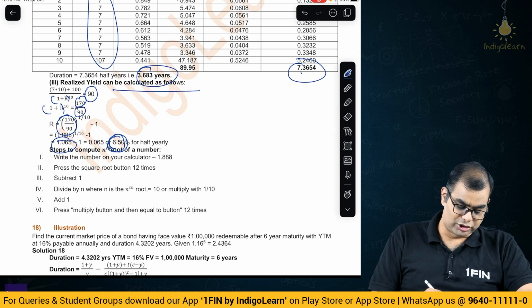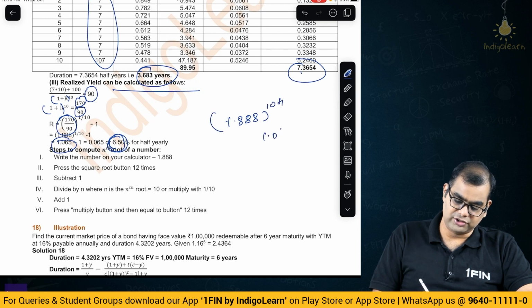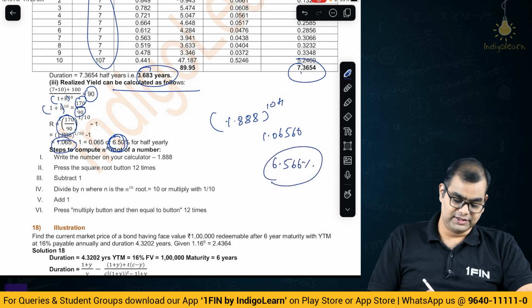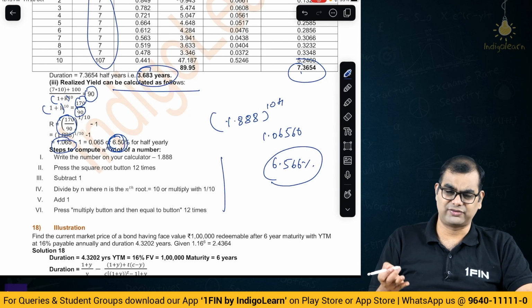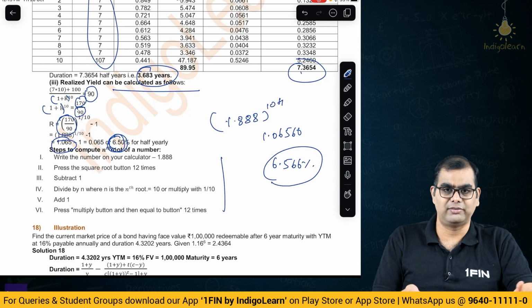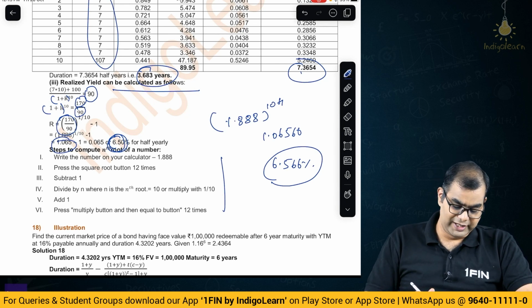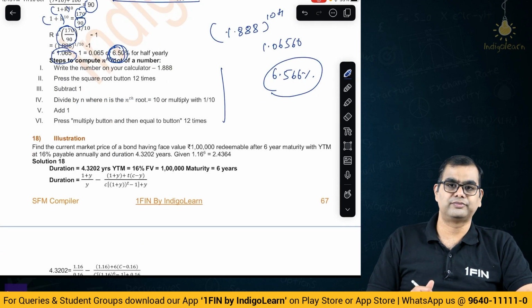So the 10th root of 1.888 is 1.06566, so the answer is 6.566%. That is how you get it. There is a calculator tricks video also, you can go through that, but I thought why don't we just do it along with this problem. Now let us look at the next problem.